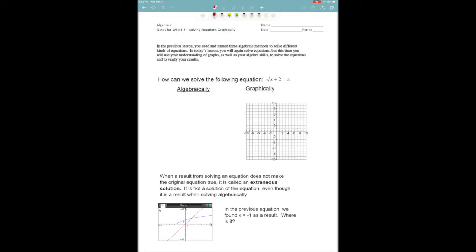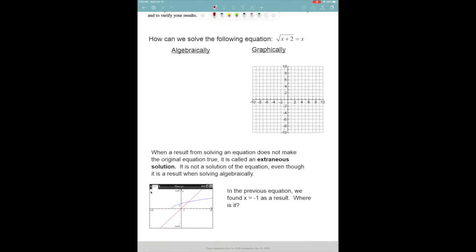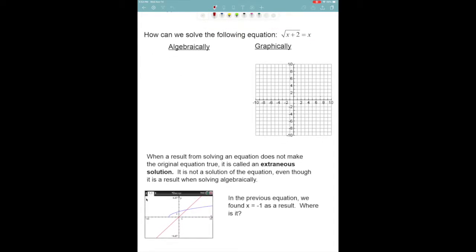To get started, we have an equation that says the square root of x plus 2 equals x. The directions say, how can we solve the following equation? Well, we're going to solve it both algebraically and graphically. So, solving it algebraically, let's set it up. We have the square root of x plus 2 is equal to x.